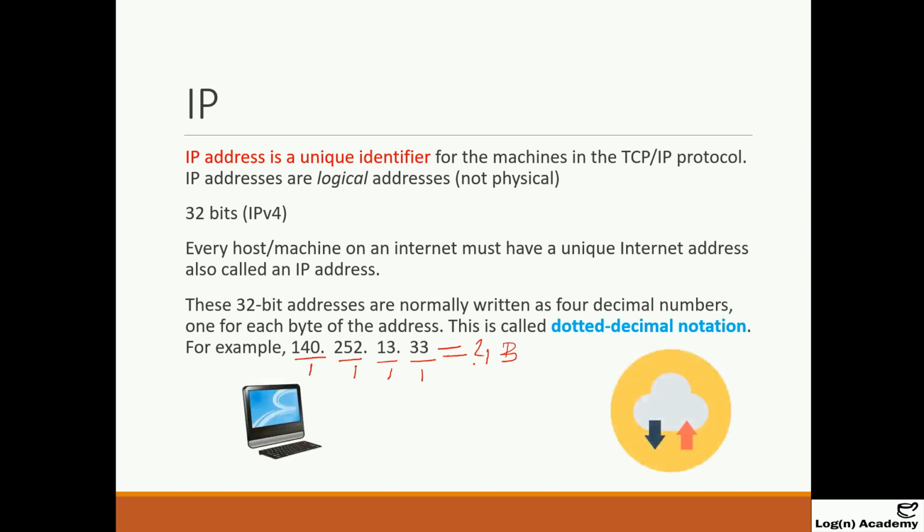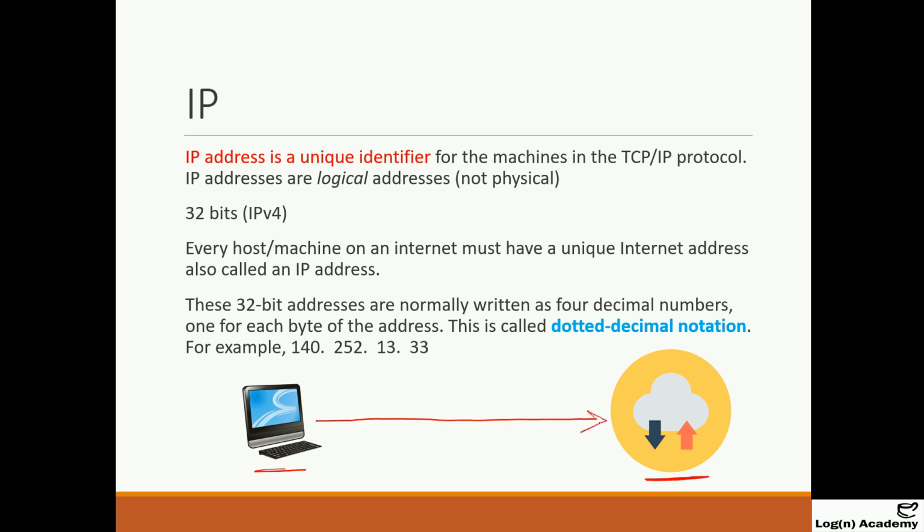Now let's take an example. I have a machine and I want to connect this machine to the internet. This is the symbol of the internet, a cloud with something downloading and uploading. I want to connect this machine to the internet. In other words, I want to add my machine as a part of this huge network. So how can we do that?